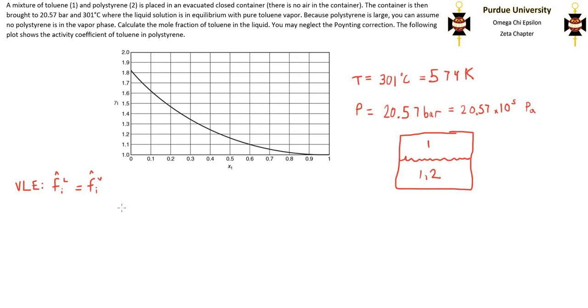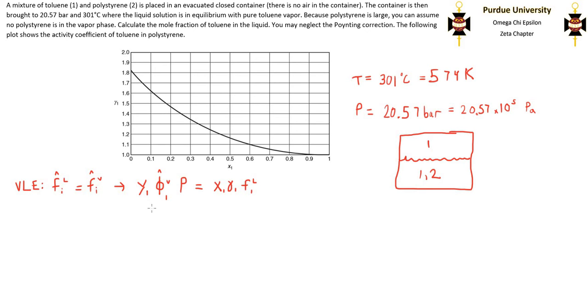The first thing to do in solving this problem is to set up the vapor-liquid equilibrium equation, which says that the liquid fugacity of component i is equal to the fugacity of the same component in the vapor phase. Let's apply this to toluene because toluene is the only species present in both the vapor and the liquid phase. We know that toluene is the only species present in the vapor phase, so y1 is going to be equal to 1.